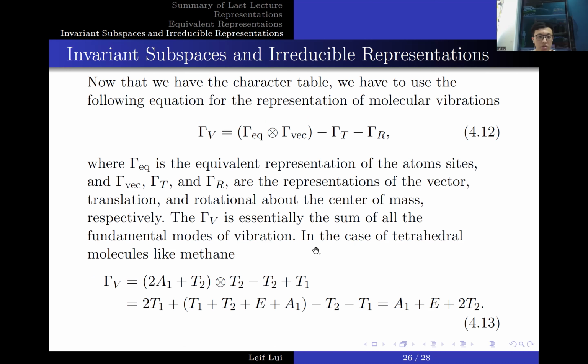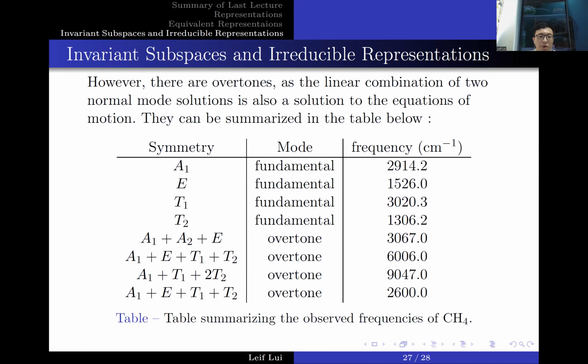So in the tetrahedral case, we have the inner product. This is the tensor product of 2a1 plus 2 t2 tensor product t2, minus t2 plus t1. Sorry, this should be a minus here. My mistake. Minus. So then we get a1 plus e plus 2 t2, which yields 4 fundamental modes of vibration. But recall that there are also overtones, as the linear combination of two normal modes is also a solution to the equation of motion. So they can be summarized in this table below.